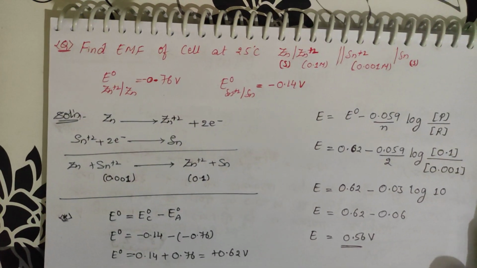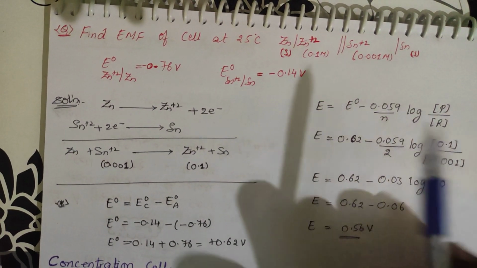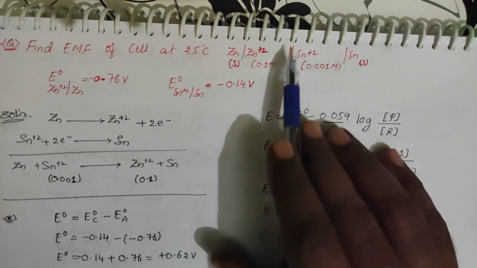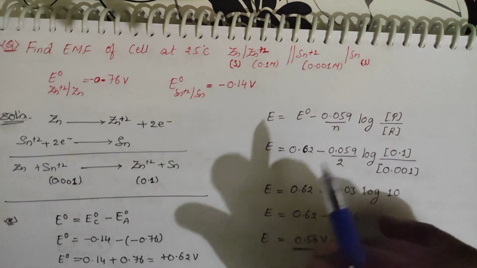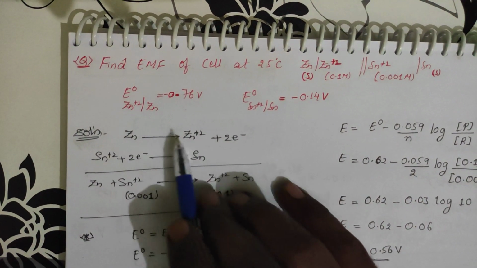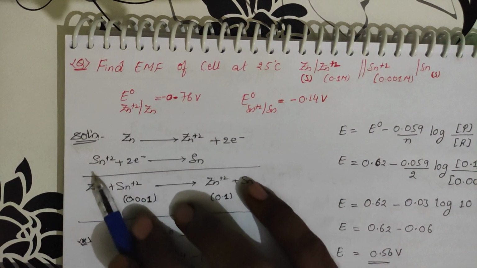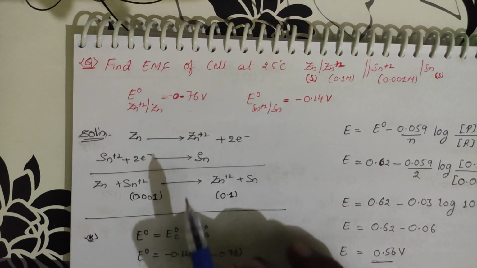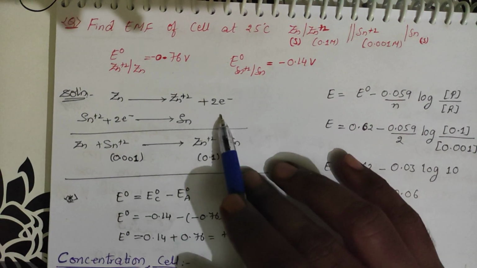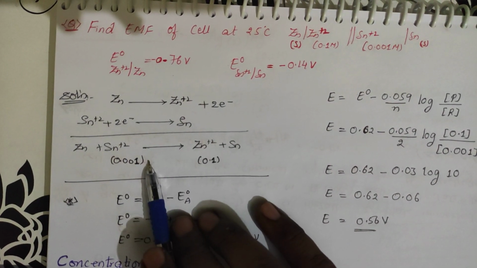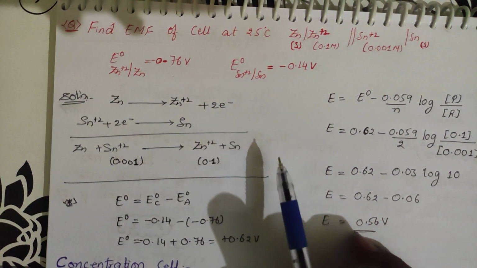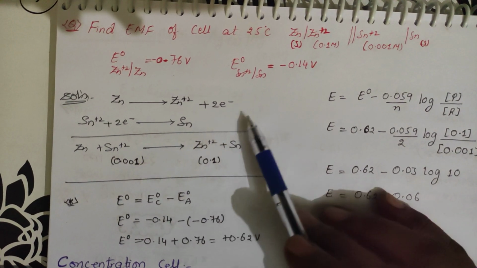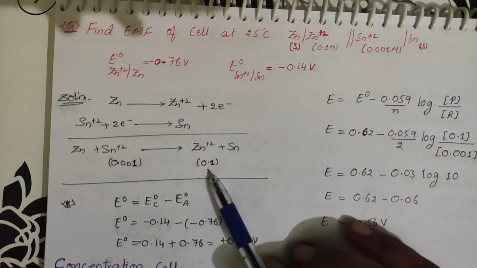Now try to solve this question. Find the EMF of the cell at 25 degrees centigrade where zinc has been converted to Zn plus 2, double slash, Sn plus 2 converted to Sn. By using the two equations, Zn getting converted to Zn plus 2 with 2 electrons, Sn plus 2 plus 2 electrons getting converted to Sn. As you are having 2 electrons, nothing to multiply, so 2 electrons will be cancelled. Zn plus Sn plus 2 getting converted to Zn plus 2 plus Sn. The concentration of Sn plus 2 is 0.001, and Zn plus 2 is as already mentioned in the question.